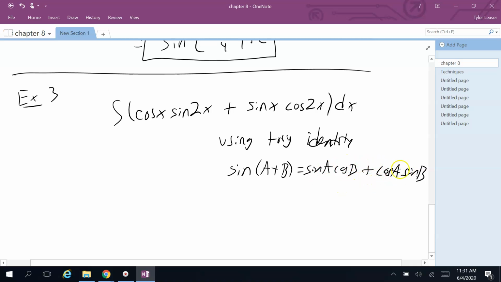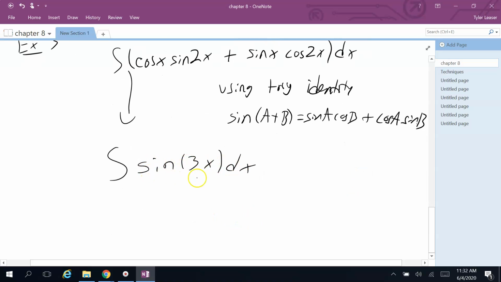The right-hand side of the trig identity is what we have in our integral, and we're going to replace that with the left-hand side of the identity. Where for us, our A looks like that's going to be 2x. Our B is going to be x. That matches over here, right? B is x, A is 2x. So that means that we're going to substitute out my integral to be the integral of just sine of the x plus 2x, so sine of 3x dx.